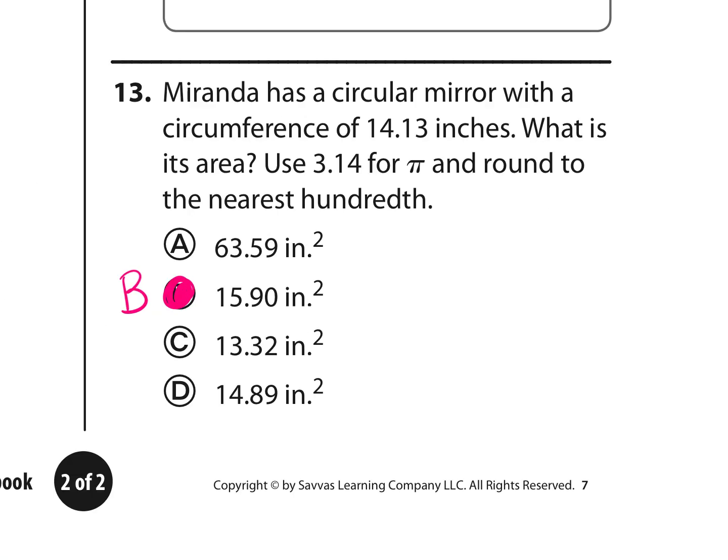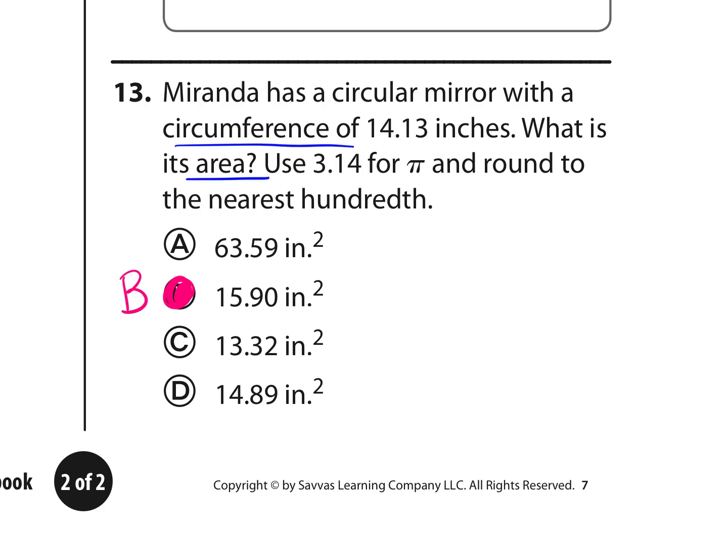Standard G4, number 13. These all have to do with circles. Miranda has a circular mirror with a circumference of 14.13 inches. What is its area? Use 3.14 for pi and round to the nearest hundredth. So we're given the circumference. We need to know the area.